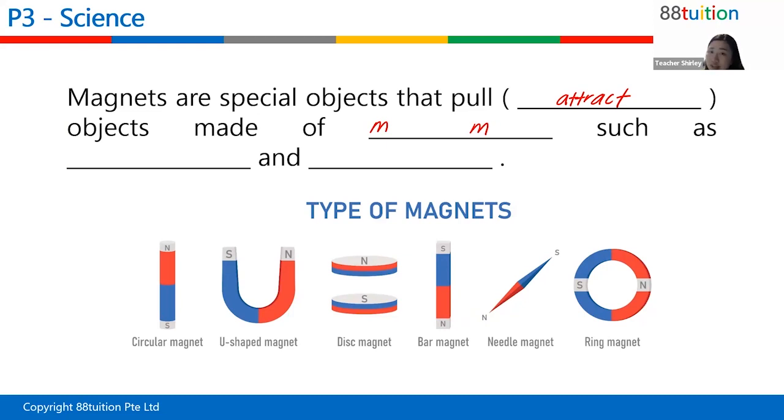Claire, you want to try? Objects made of? Can we fill it in without annotation? No, because if you were to fill in your annotation, eventually it'll still be deleted. So maybe you just tell me, I'll help you write it down. Claire, you want to try this question? Magnetic materials. Magnetic materials, yes. Objects made of magnetic materials, such as what and what?